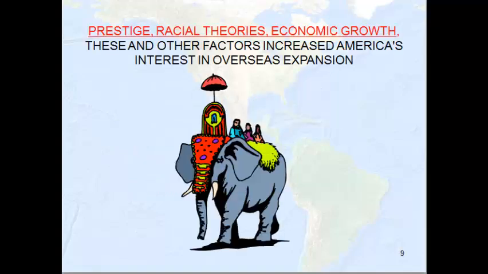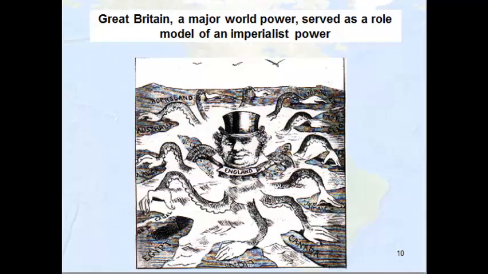So let's talk a little bit about prestige, racial theories, and economic growth. These and other factors are going to increase America's interest in overseas expansion. And as I mentioned earlier, we are going to look to our former colonial master, Great Britain, who at this point in time had become a major world imperialist power. There's an old expression that says that the sun never sets on the English Empire, and basically what that means is that England had colonies, as you can tell from this cartoon, if you will, all over the world.